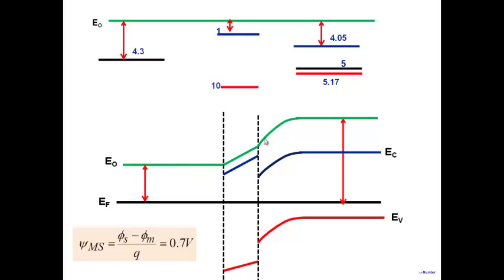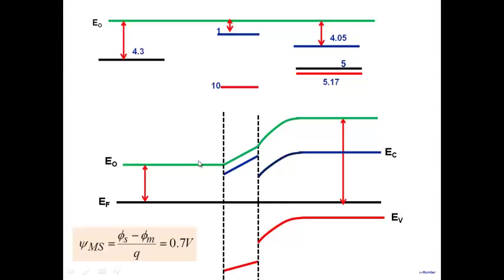This is at a higher potential compared to this, and how much? Well, psi ms, the voltage of the metal minus the voltage of the semiconductor, is equal to phi s minus phi m. Phi s is 5 eV, and phi m is 4.3 eV, so psi ms is equal to 0.7 eV.